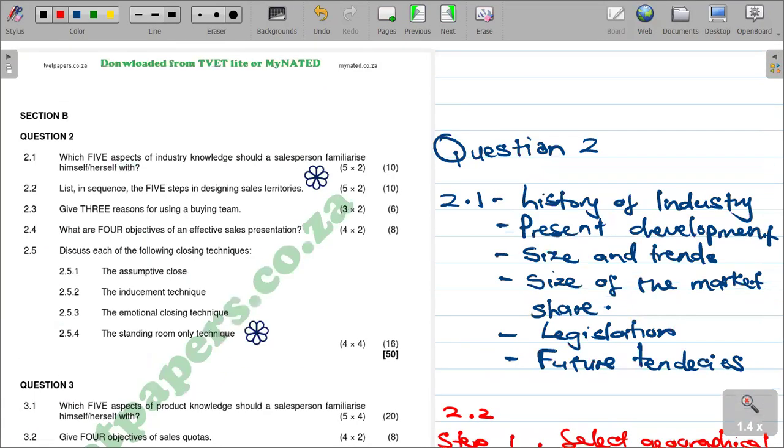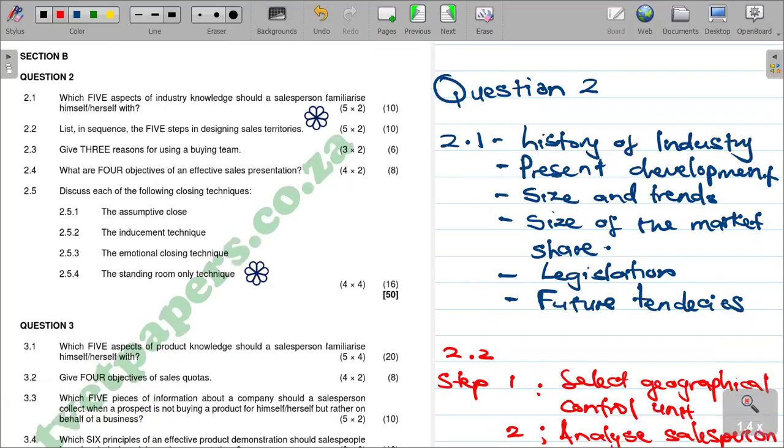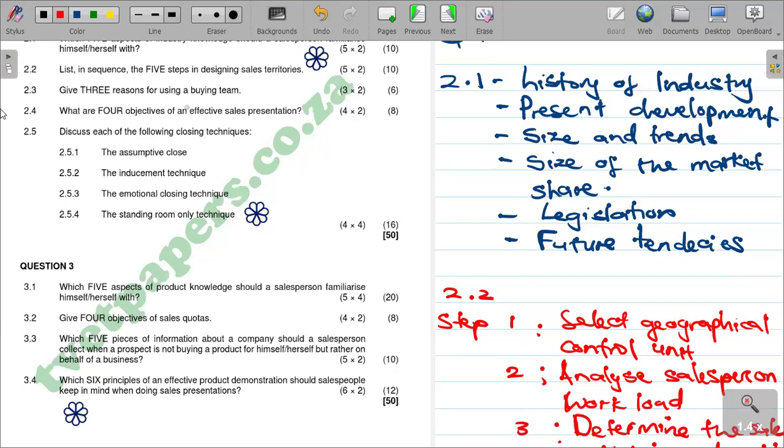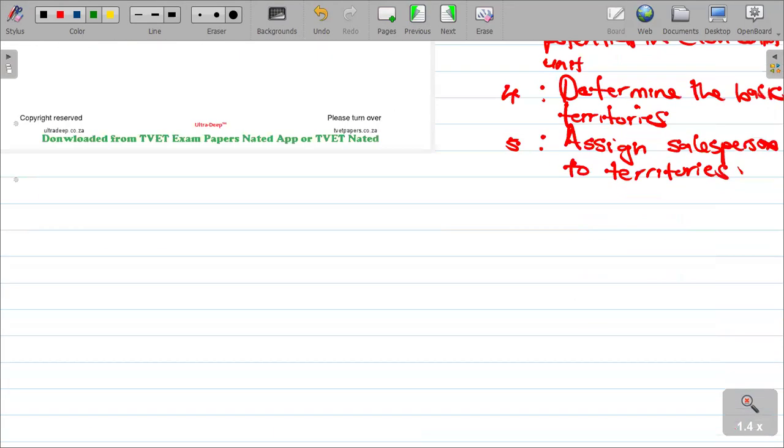Right. Let's go to 2.3. Give 3 reasons for using a buying team.